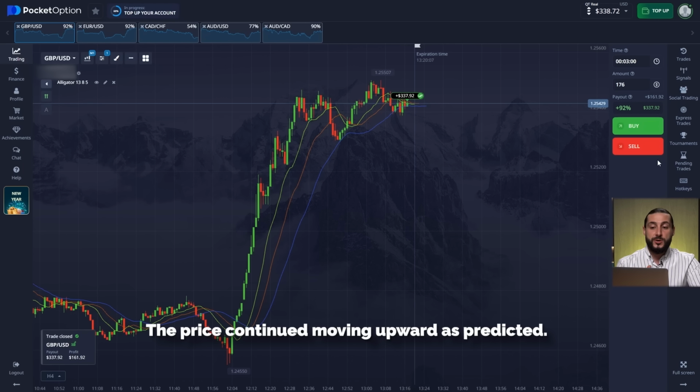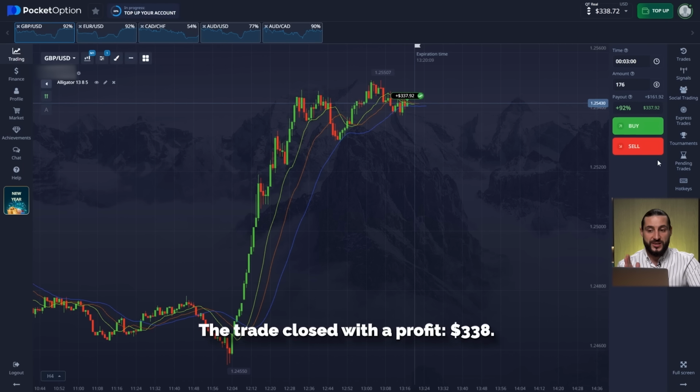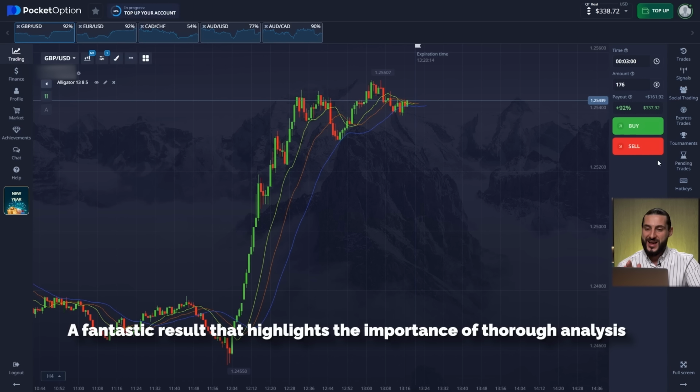The price continued moving upward as predicted. The trade closed with a profit of $338, a fantastic result that highlights the importance of thorough analysis.